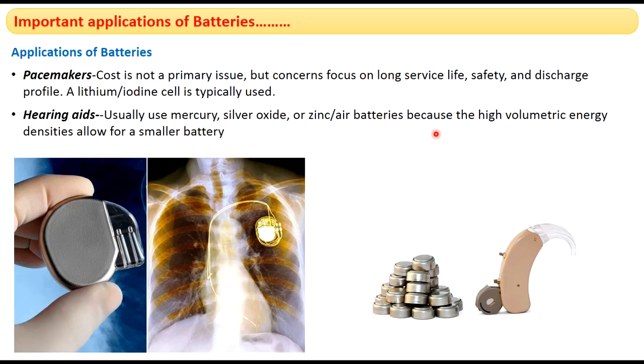Next application is hearing aids. Usually, batteries for hearing aids are made with mercury, silver oxide, or zinc air batteries because of high volumetric energy density, which allows for a small battery. So the battery is very small. You can see in the picture, this is the hearing aid, and here we can insert the battery. These are the important applications of batteries.